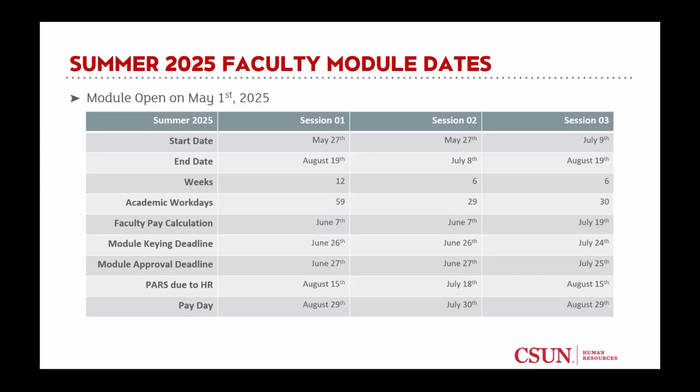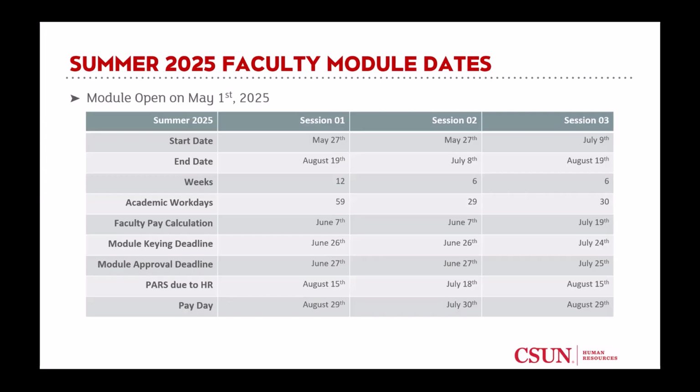As far as the module keying and approval deadlines, I wanted to keep it the same as in previous years. For sessions one and two, we're giving you until the last Thursday and Friday, respectively, of June to get those all keyed in. And for session three, you have until the last Thursday and Friday of July.